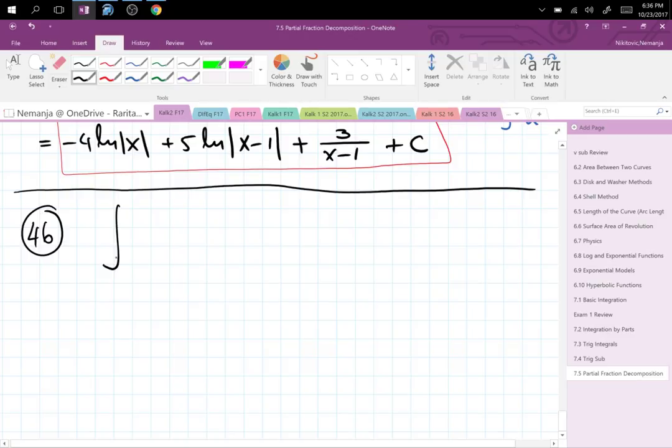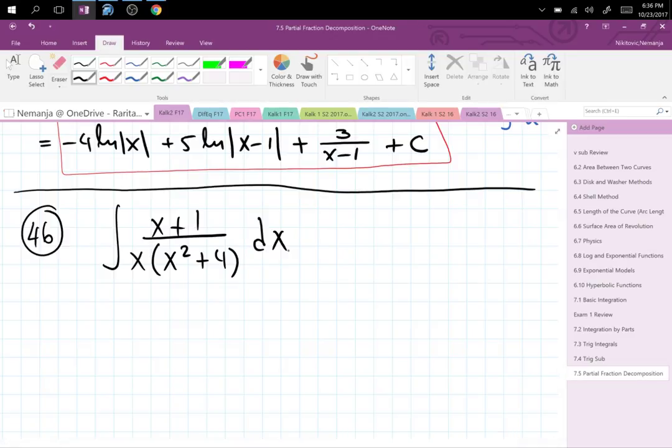Problem 46. I'm changing from z's to x because it's easier to read. Let's see what you get. Set up, do the partial fraction decomposition, and then integrate each piece.